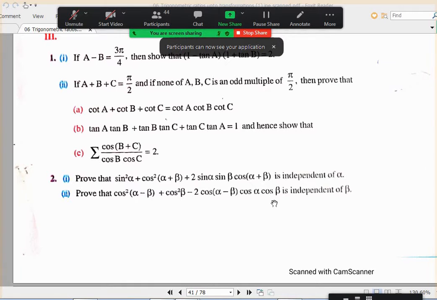Please mute yourself if somebody got unmuted.